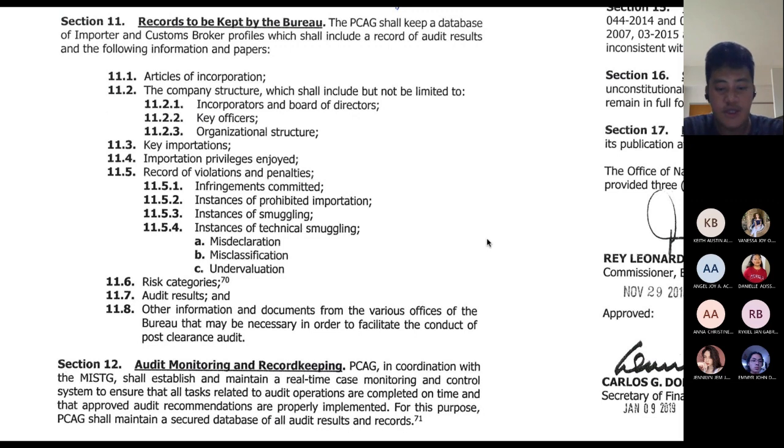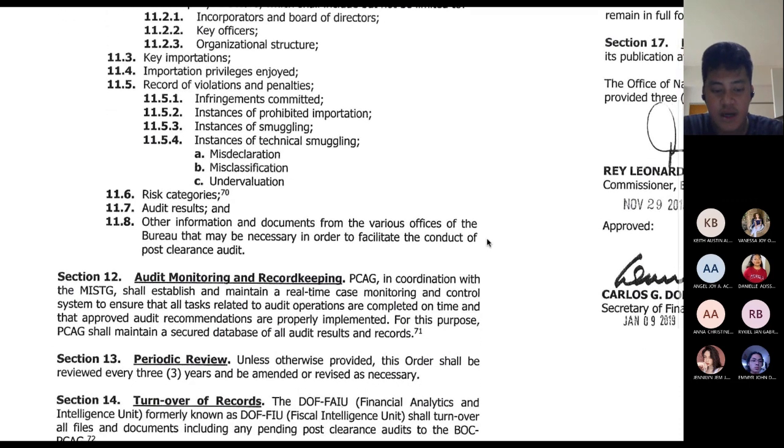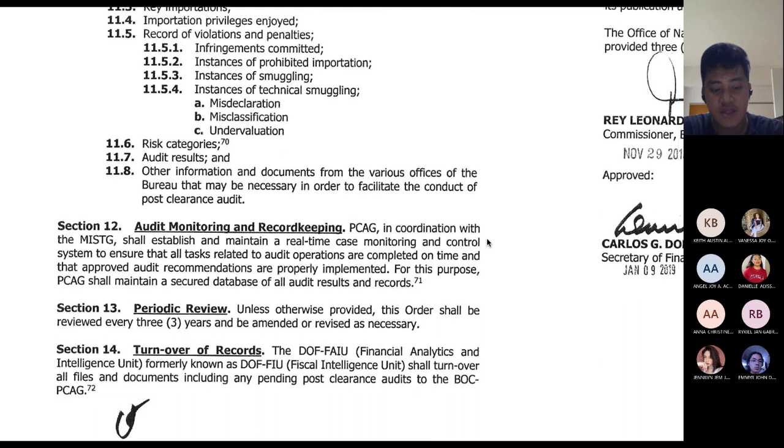11.5 Record of Violations and Penalties. 11.5.1 Infringements committed. 11.5.2 Instances of prohibited importation. 11.5.3 Instances of smuggling. 11.5.4 Instances of technical smuggling, misdeclaration, misclassification, and undervaluation. 11.6 Risk categories. 11.7 Audits and results. And 11.8 The other information and documents from the various offices of the Bureau that may be necessary in order to facilitate the conduct of post-clearance audit.